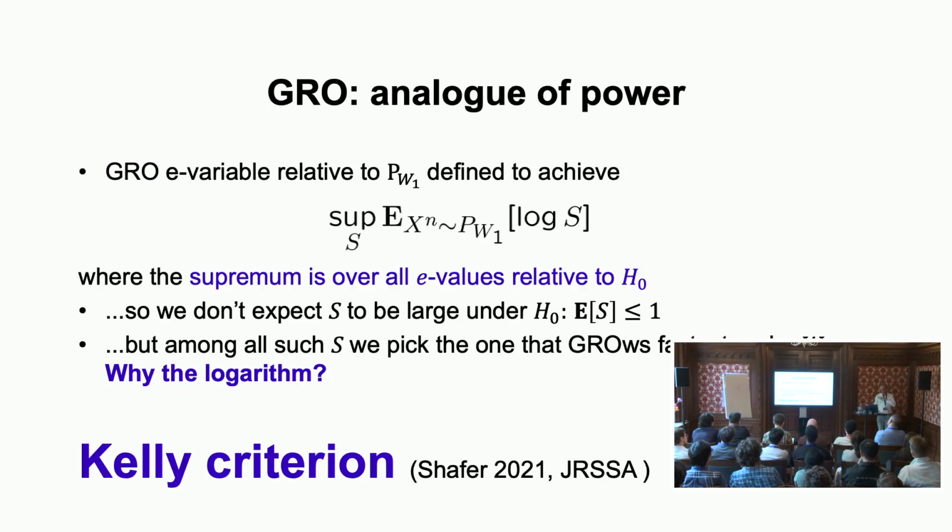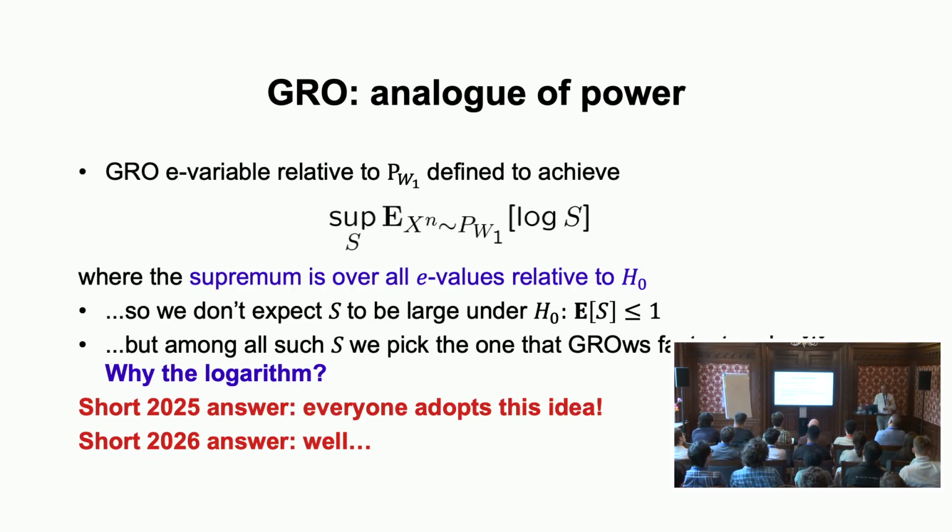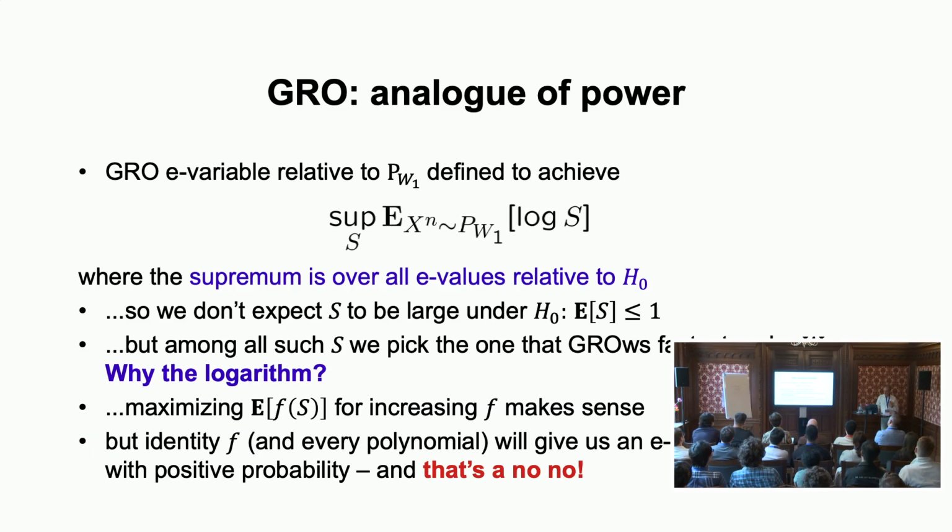Well, this goes back to Kelly, a name we've seen before. It's called the Kelly criterion, and why would you want to do it? Well, the short answer is that everyone does it, because you get nice math. But there are some very good reasons for doing it.